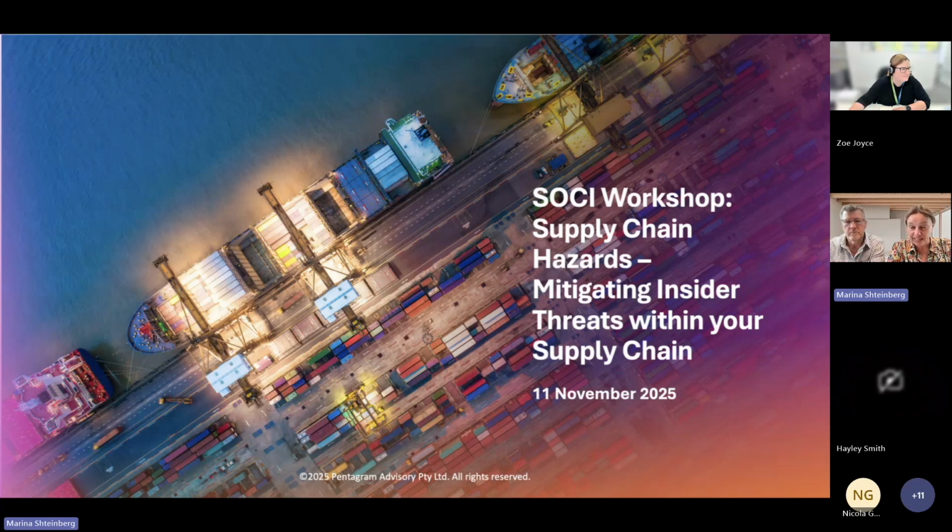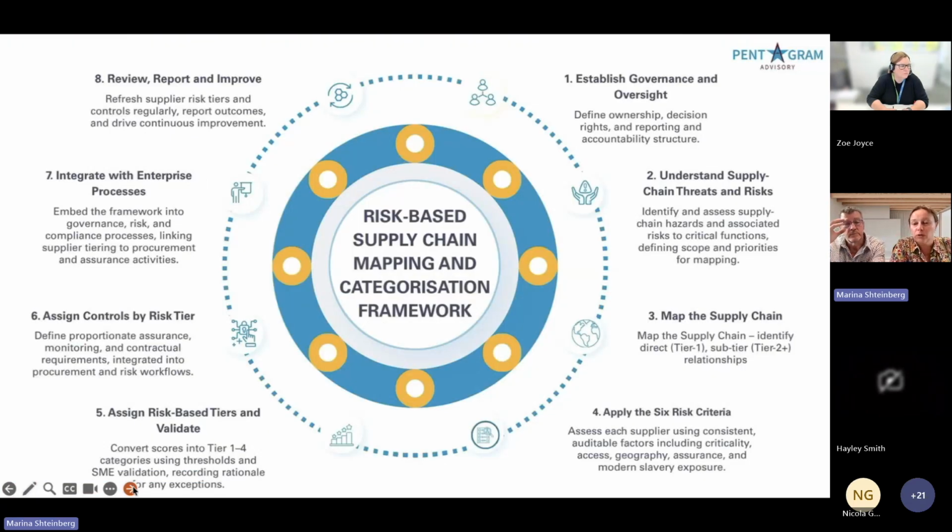Today we will be unpacking supply chain security and mitigating insider threat within your supply chain security. It's a pretty complex topic, so we'll go through that. Keeping what good looks like in mind, let's have a look at the diagram. This is our presentation of risk-based supply chain mapping and categorization framework with 8 key steps in this framework.